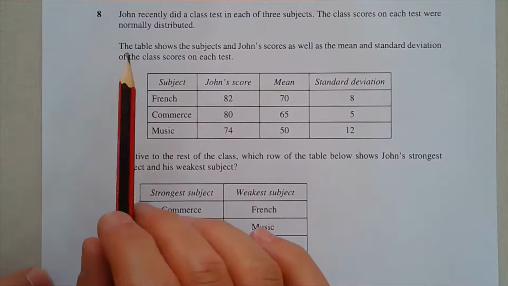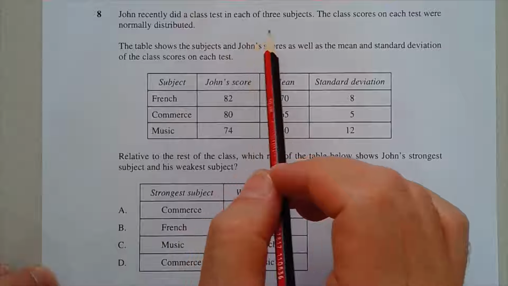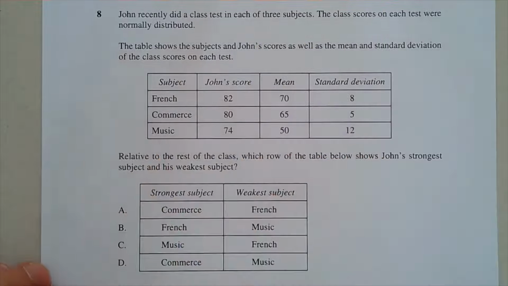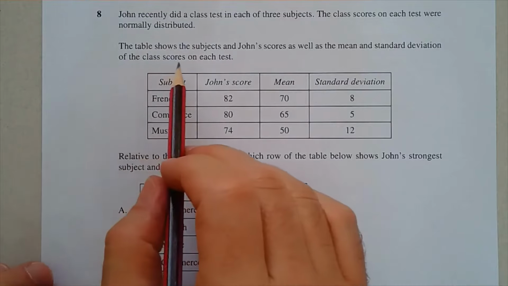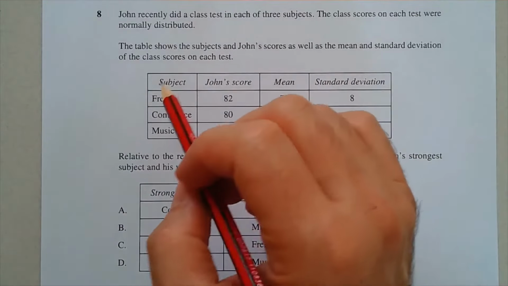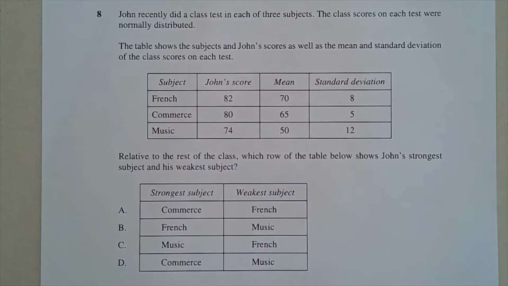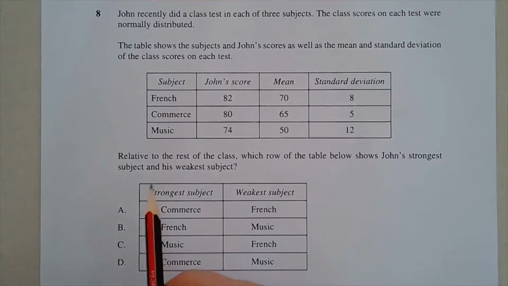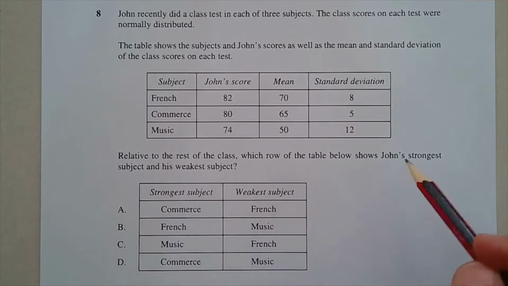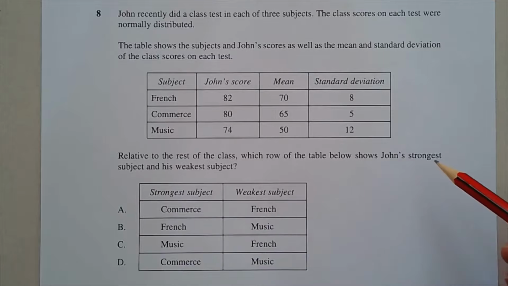Question 8. John recently did a class test in each of the 3 subjects. The class scores on each test were normally distributed. The table shows the subjects and John's scores, as well as the mean and standard deviation of the class scores on each test. You can see the table there, have a quick read of that. So relative to the rest of the class, which row of the table below shows John's strongest subject and his weakest subject? So this is a case of Z-scores.